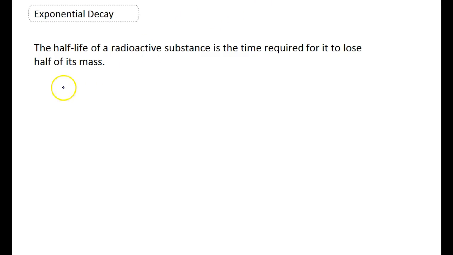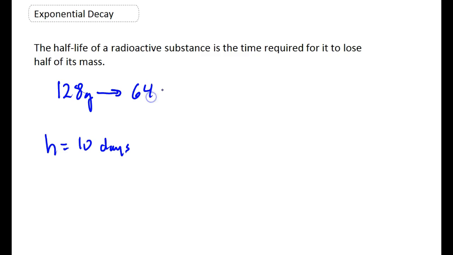Let's say I've got a substance that starts out with 128 grams and it has a half-life of 10 days. So let's say that we're starting with 128. After 10 days, we've lost half of it, so we're down to 64. 10 more days, we've lost half, we're down to 32. 10 more days, we're down to 16, and so on and so on. So remember that you're not losing the same amount of mass, you're losing the same percentage of mass.